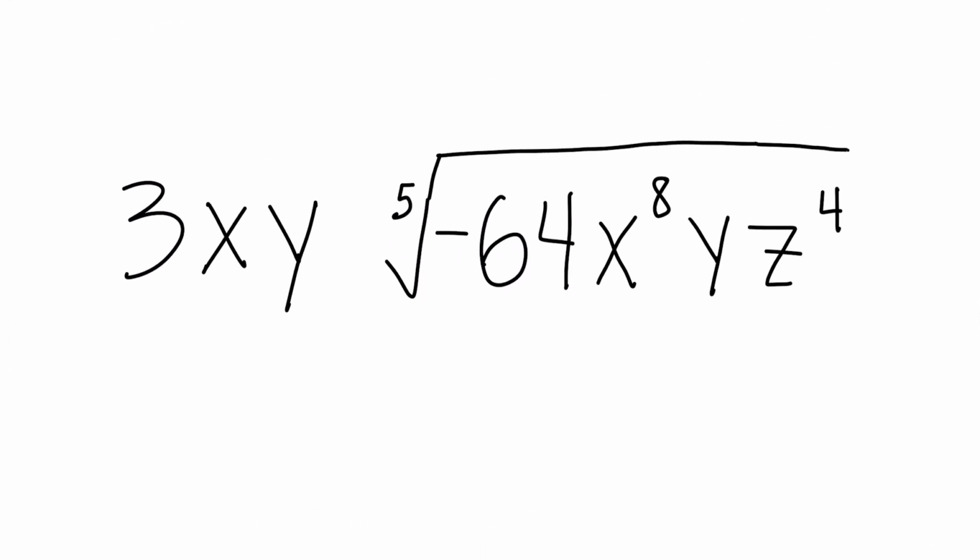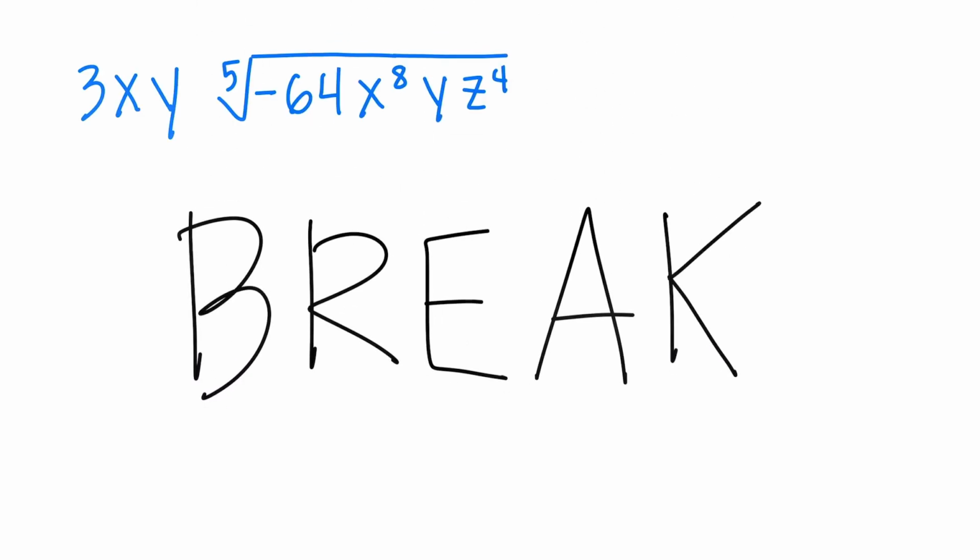So let's go back to our equation, 3xy times the 5th root of negative 64, x to the power 8, y, z to the power 4. The first step to simplify this radical is to break everything up under the radical sign. So let's start breaking them up into their components.